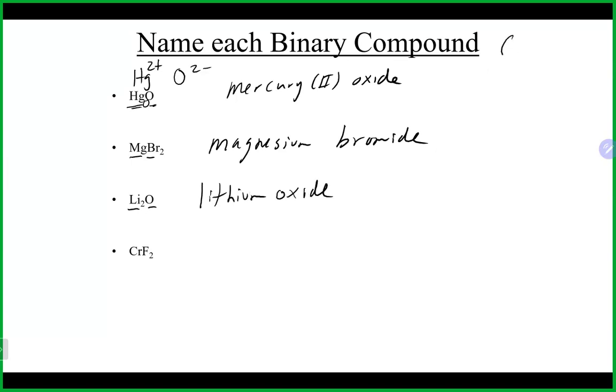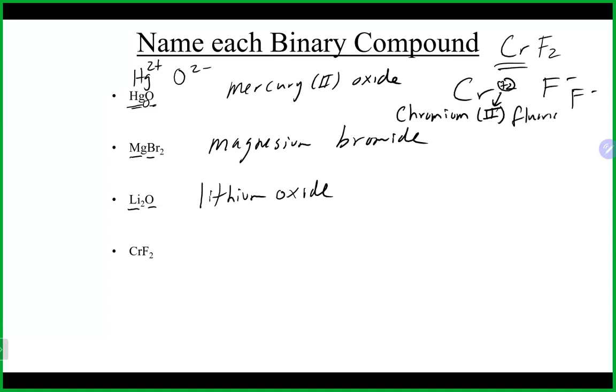The bottom one there, just in case it's too low to see, is CrF2. Do I need a Roman numeral on this one? I do. Chromium is a type 2 metal, a transition metal. We have F, which is group 7, and there are 2 of them. That means in this case, my chromium is carrying a +2 charge. And this would be chromium Roman numeral 2 because of the charge, and fluoride, right? So chromium Roman numeral 2 fluoride. Any questions on any of those there?